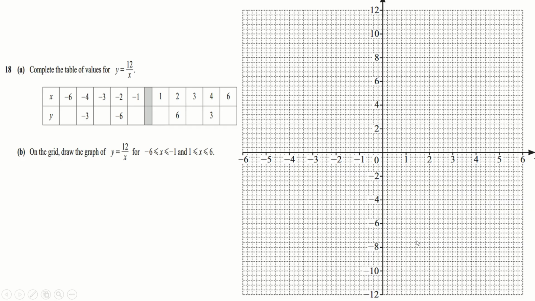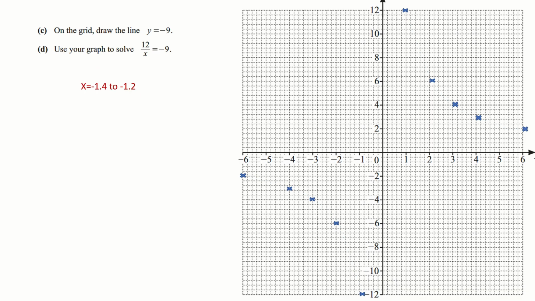For 18, they ask us to fill in the table, so I will fill in the table first, and then B asks us to draw the graph. So I plot the line using the points that I have found and draw the line. C, draw the line y equals negative 9, as I have already drawn, and D, use the graph to solve this. So we just have to find the x value at the point of intersection, where the marking scheme accepts from negative 1/4 to negative 1/2.